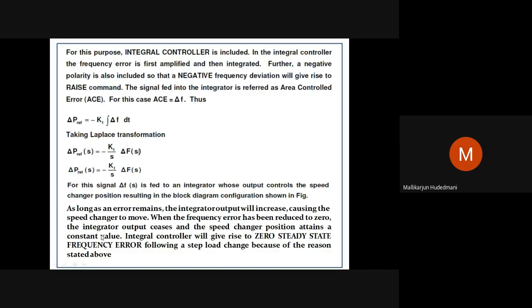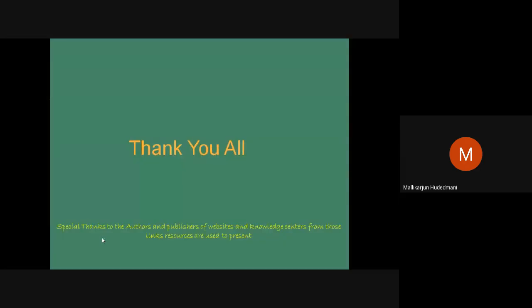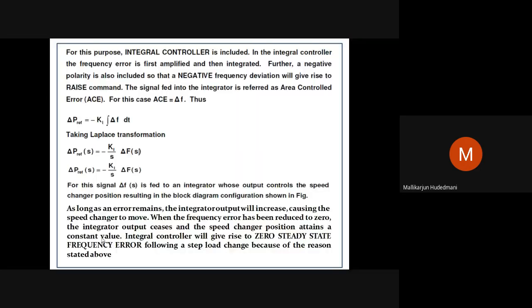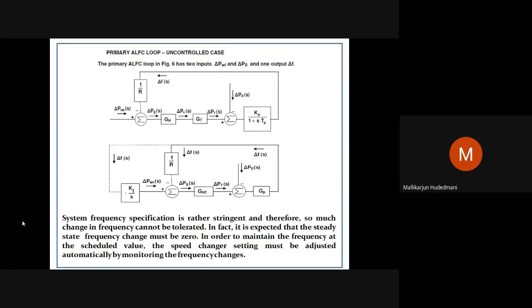The integral controller will be in action as long as the deviation is not zero. Once the deviation becomes zero, automatically the output of the integral controller becomes static. That static value becomes the input to the particular requirement. So as long as it remains zero, we get zero steady state frequency error following a step change. This is how this particular integral controller need has been necessitated.